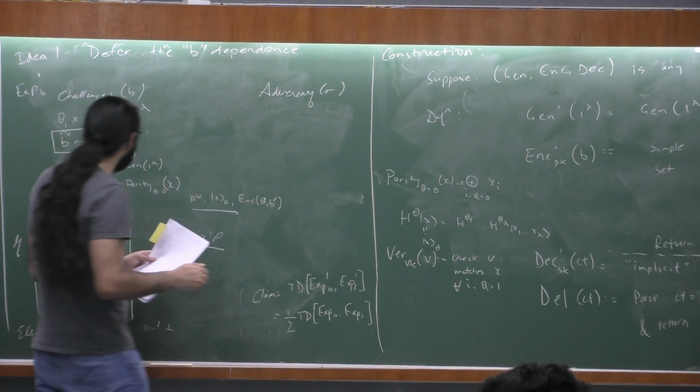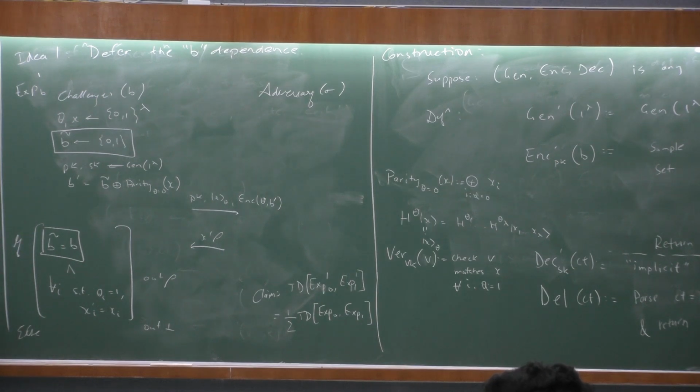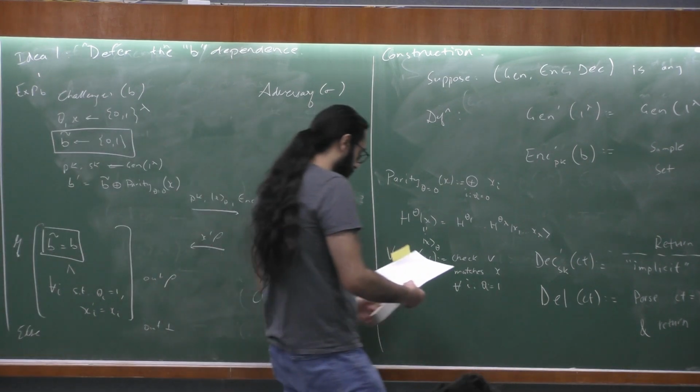And that is an important point as well, because what we've managed to do is remove the B dependence to the end, which is what we were trying to do. We're trying to defer the B dependence. We can also defer the theta dependence. And how we do this is as follows.